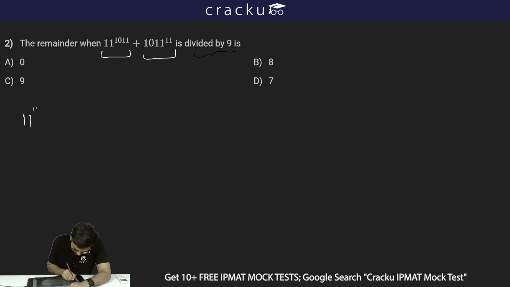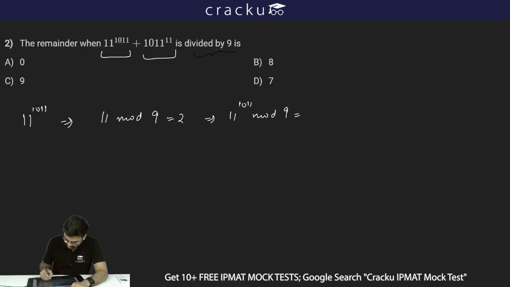So for 11 to the power 1011, we know 11 mod 9, that is, the remainder when 11 is divided by 9, is 2. So I can write 11 to the power 1011 mod 9. I can replace 11 by 2 because it will leave the remainder 2. So 2 to the power 1011 mod 9.